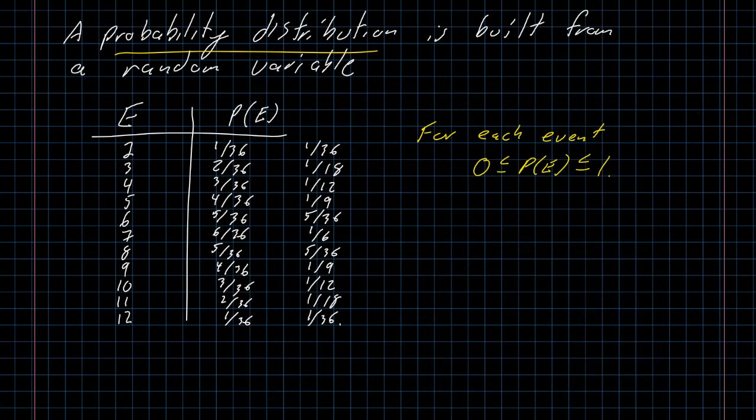We know that for each event in the distribution, the probability of that event has to be somewhere between 0 and 1. That's just the nature of probability. The probability of anything occurring is a number between 0 and 1, which we often write as a fraction or as a percent.